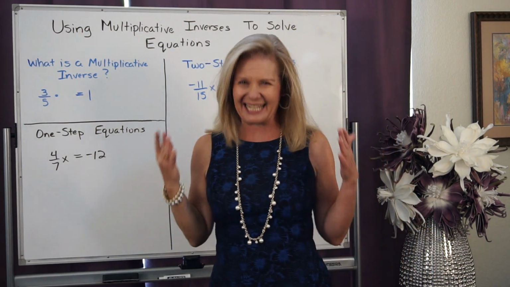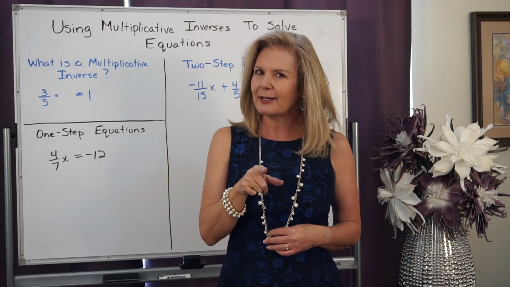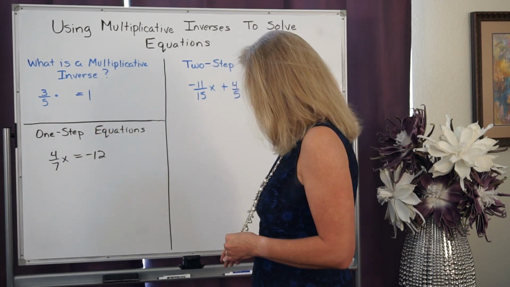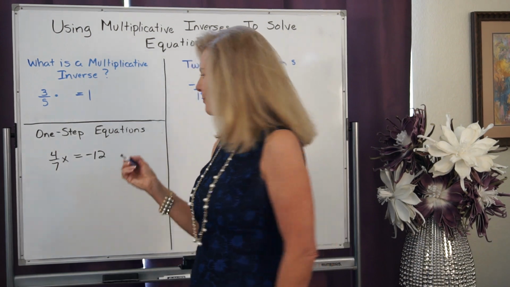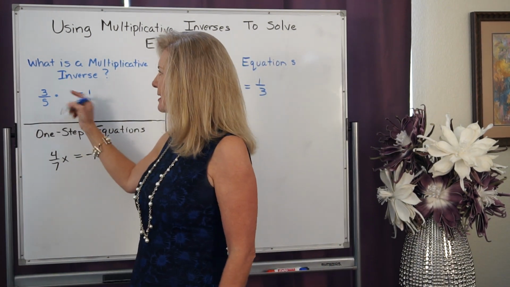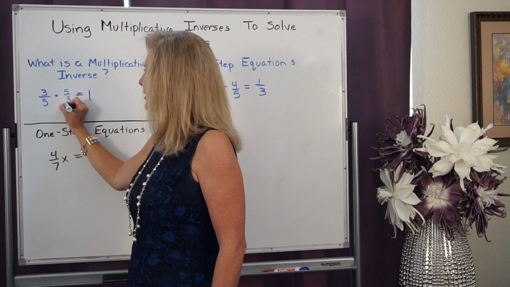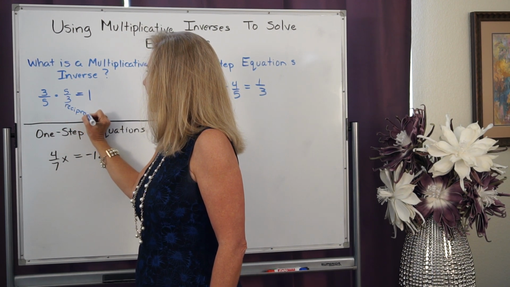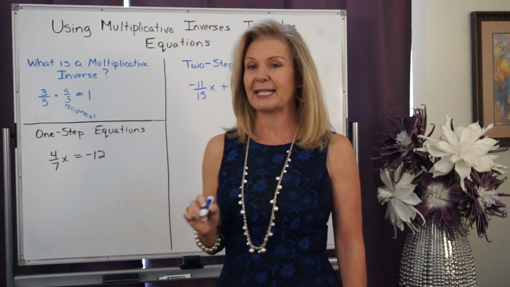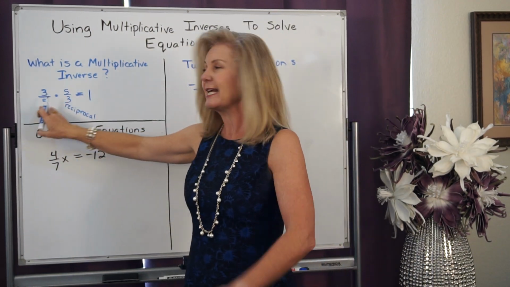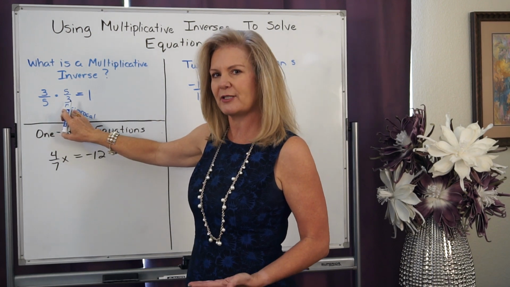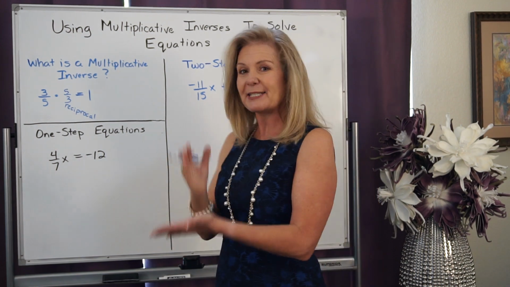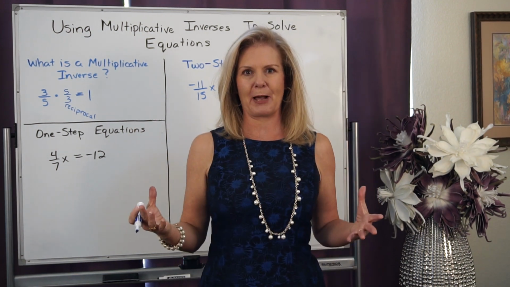Most people are like, what is that? Well, you probably already know what it is, because a multiplicative inverse is simply a reciprocal. So we know that the reciprocal means that we switch the position of the denominator and numerator. That reciprocal is our multiplicative inverse. And if you take any fraction times its multiplicative inverse, otherwise known as the reciprocal, it always equals 1. So that's what's going to help us get our variables by themselves.